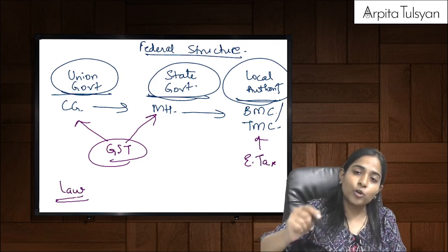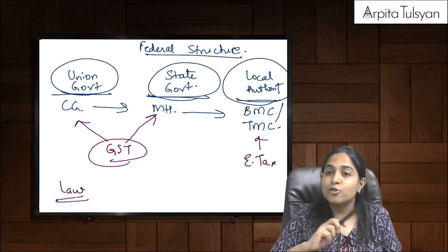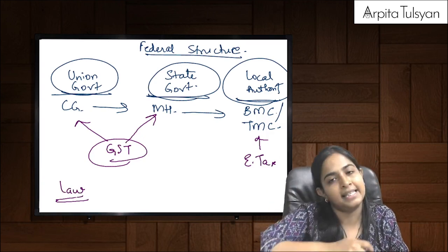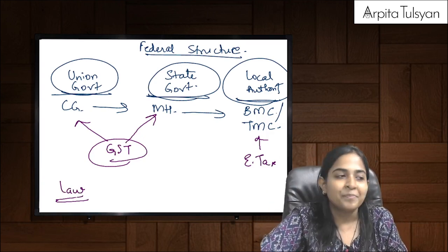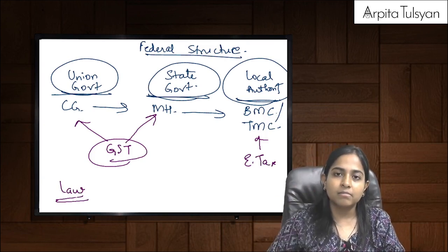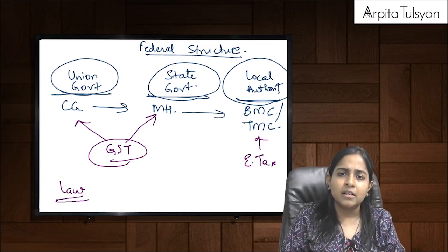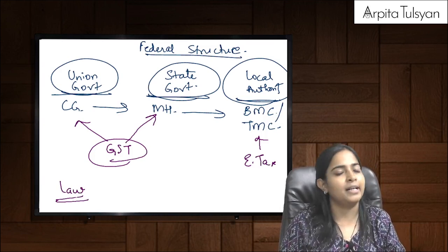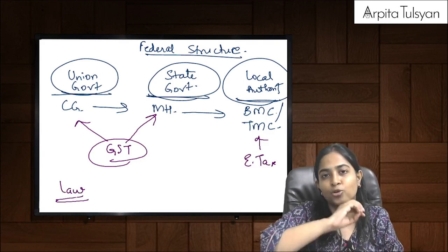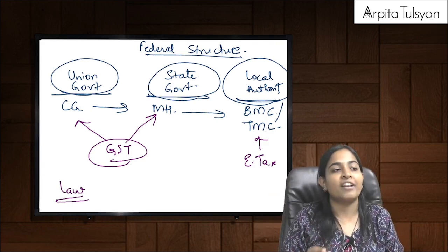So if I want to levy any particular tax, I need a law for it. If there is no law, then there can be no tax. If I want to levy income tax, then there is an Income Tax Act for it. Let's say from tomorrow, I want to levy Arpita tax, a tax of 10% on my students. Constitutional or non-constitutional? Definitely non-constitutional. So that is totally ultra vires. That is totally illegal.